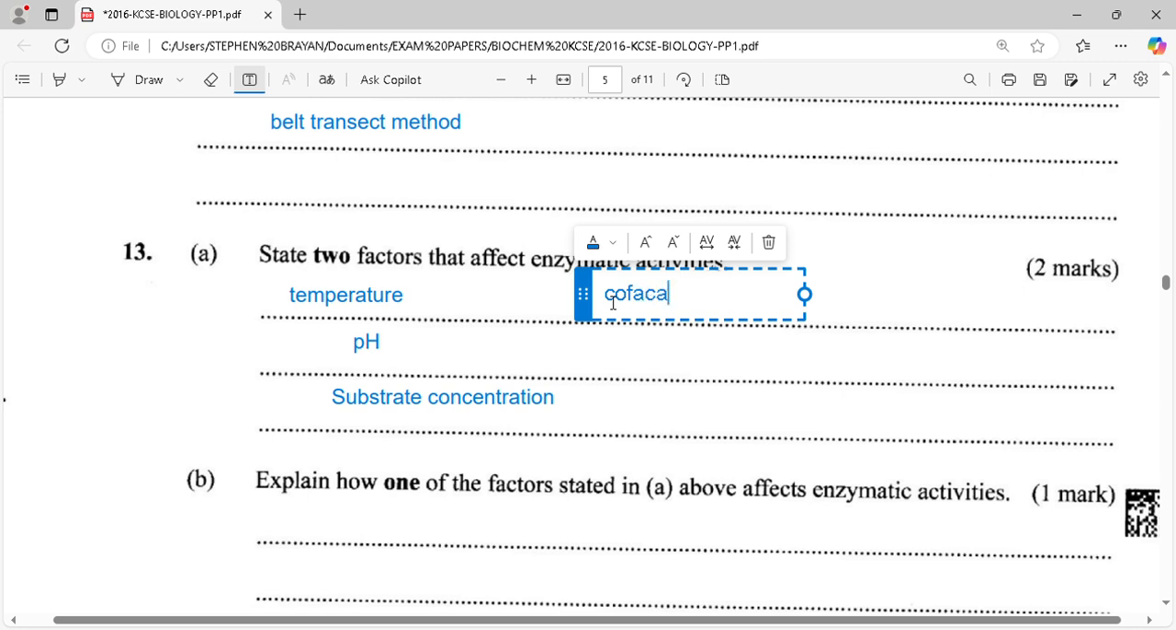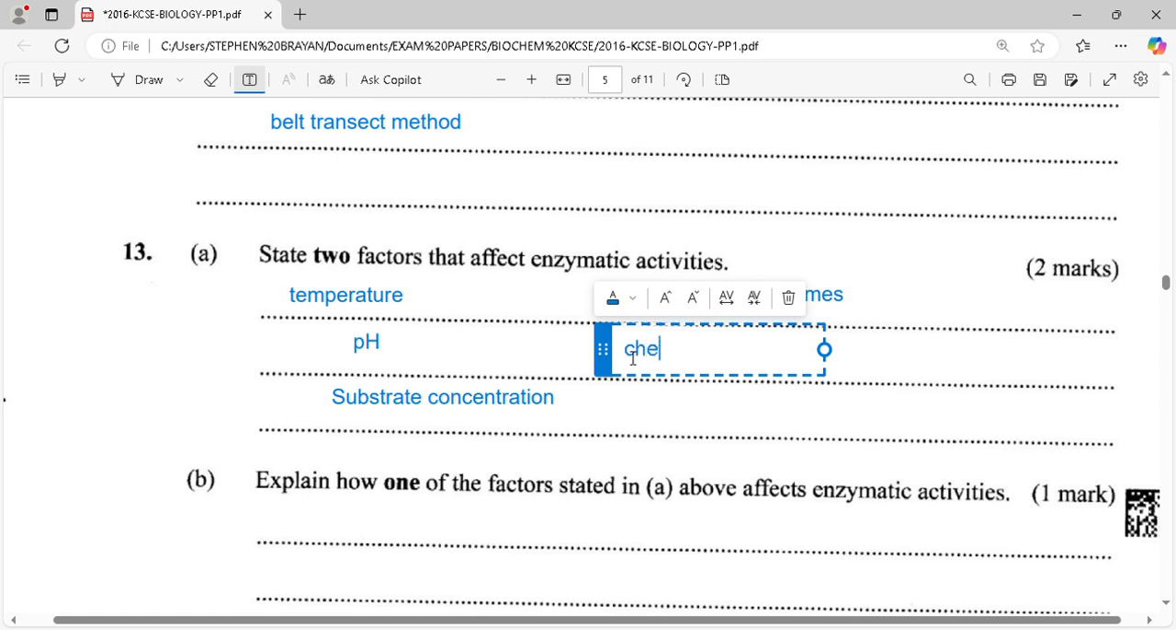Those are some of the factors that can affect the rate of enzymatic reaction. But you can also talk about chemical inhibitors. Those can also affect the rate of enzymatic reaction.